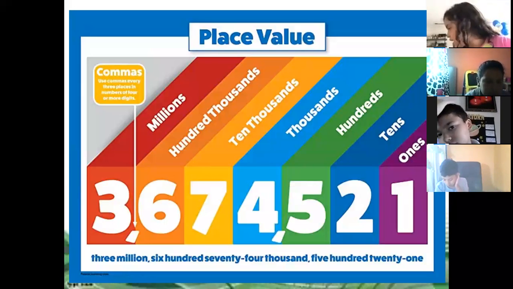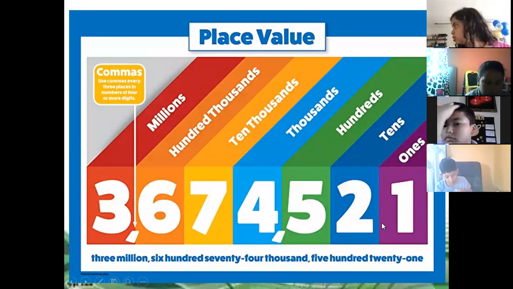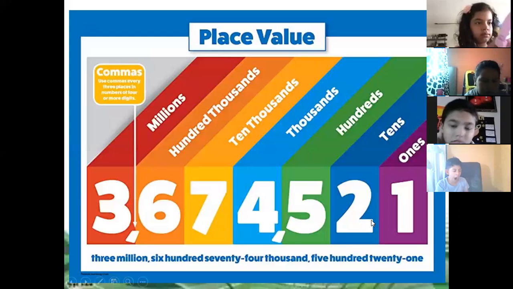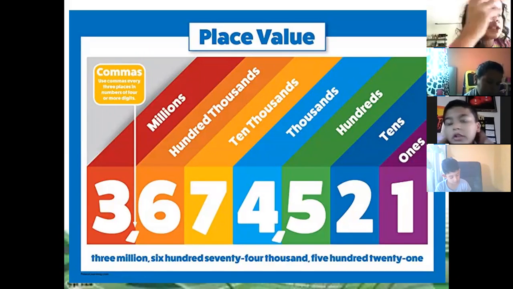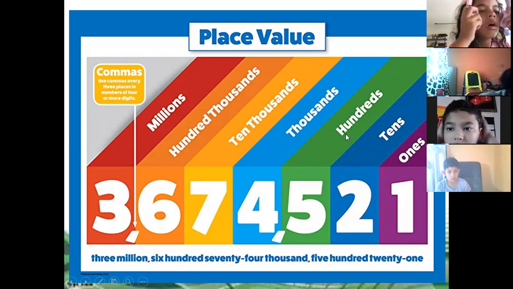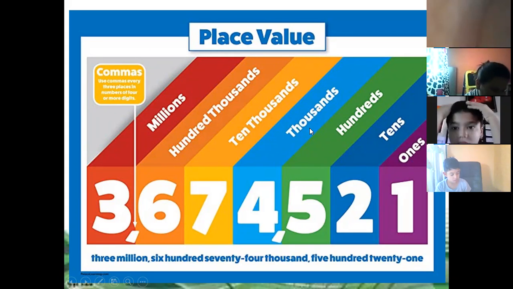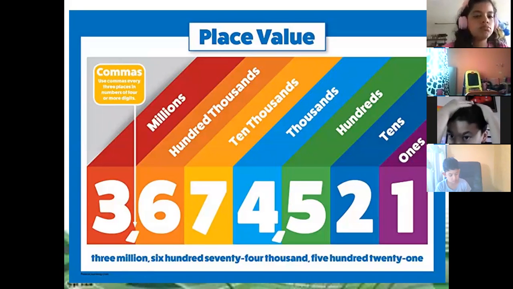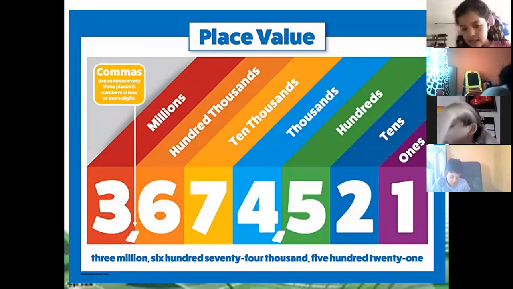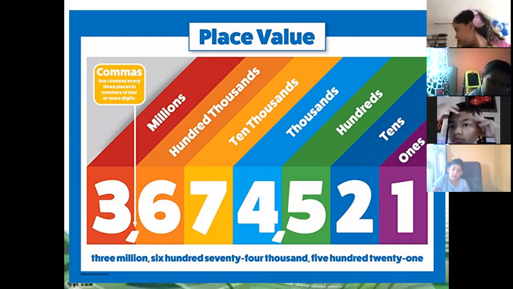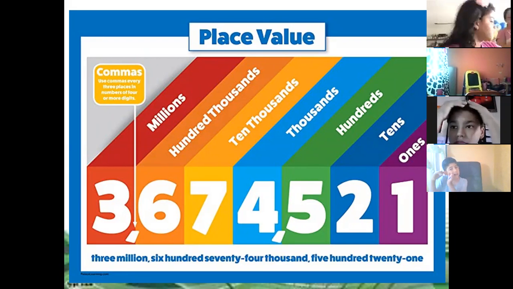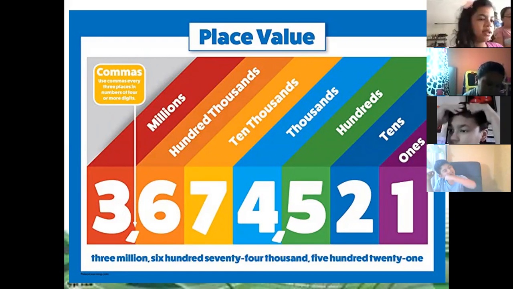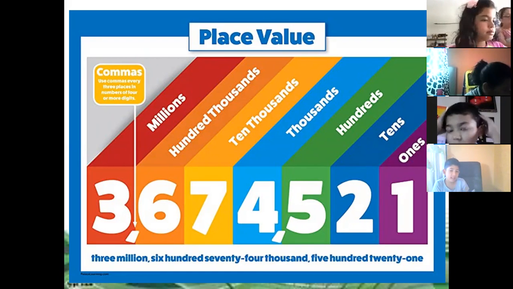Remember that a place value chart is a chart that helps us know or understand the value of a digit according to its position. You have a place value chart in the book on page 6, because it's included in the topics. Page 6, you have the place value chart.